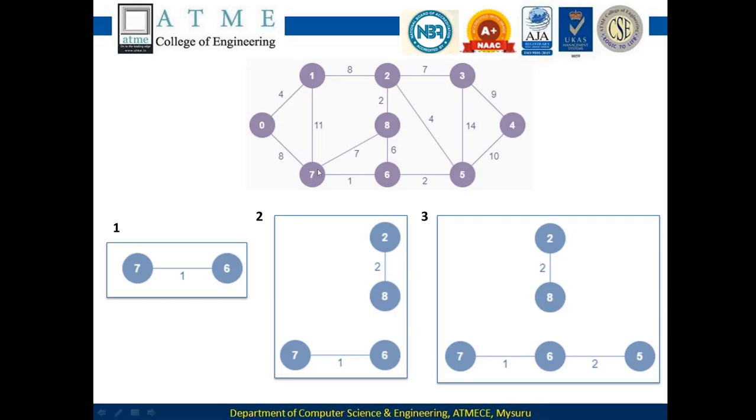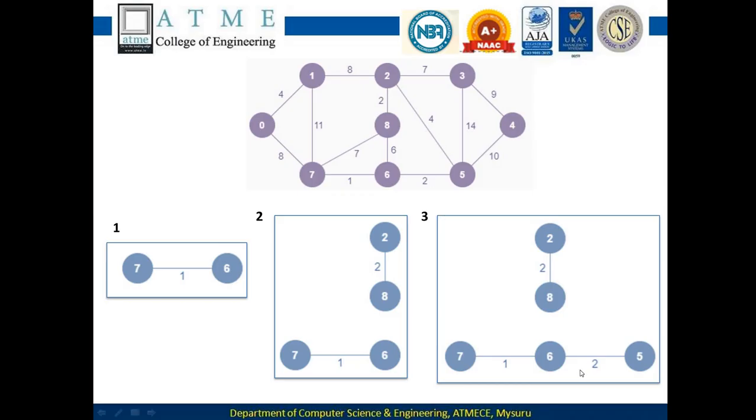So here in this example, the edge with the minimum weight is the edge between 6 and 7. So we will consider the first edge and the vertices 6 and 7 in the first stage. Next, after the weight 1, what is the next minimum weight or the least weight? Here we have between 2 and 8 or 6 and 5, any one of these you can consider. So 2 and 8, so we will consider next the edge between 2 and 8, which has the minimum weight.